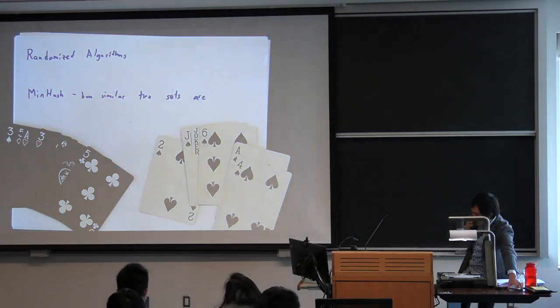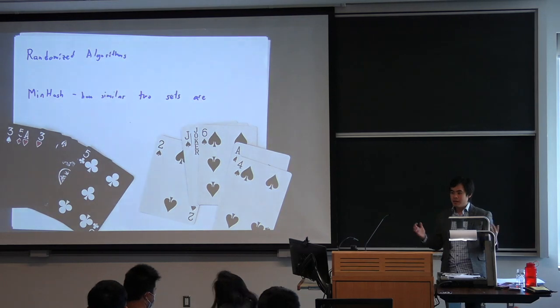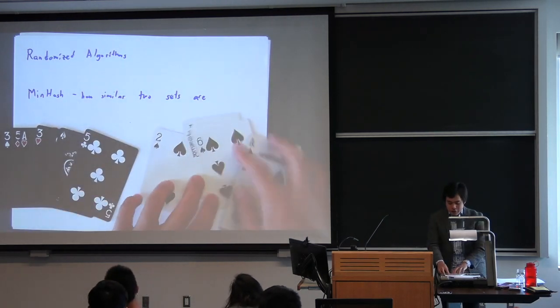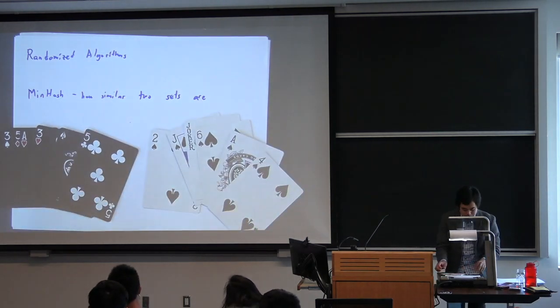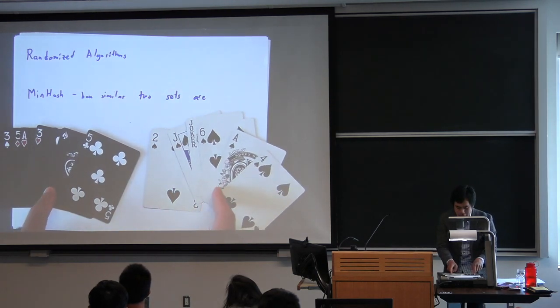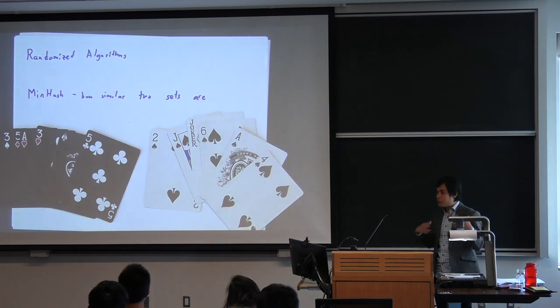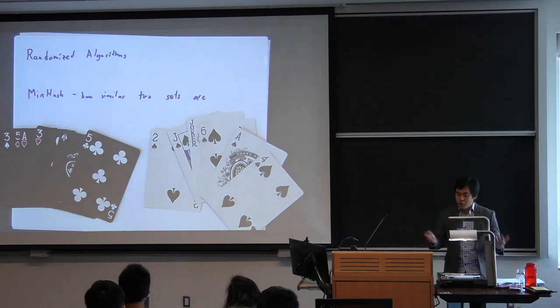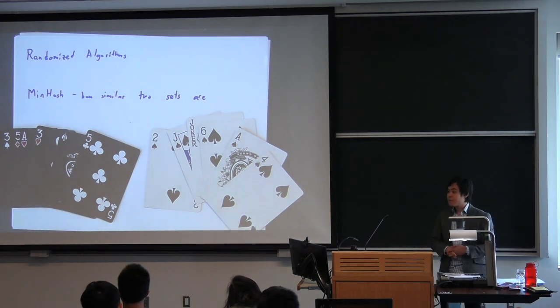Okay? So now, one way of comparing these two sets of cards is, well, you just look at each of the cards and you see, oh, is there any overlap? Well, you'll notice that there's the ace of spades in both of these, and that's it. So that's the only overlap there is between these two sets, and so they're pretty dissimilar. If they were more similar, there'd be more overlap, right?